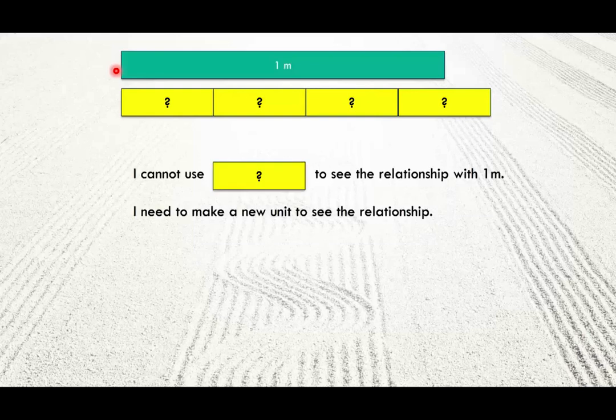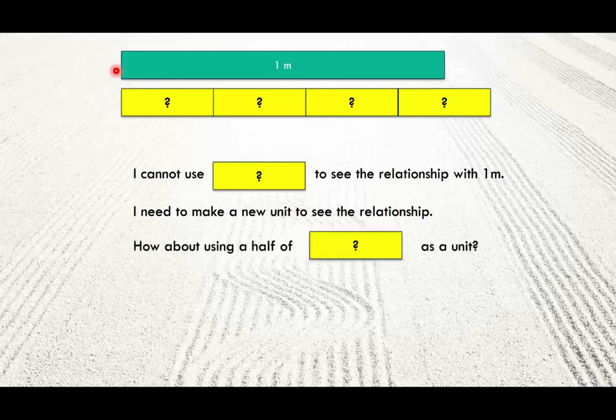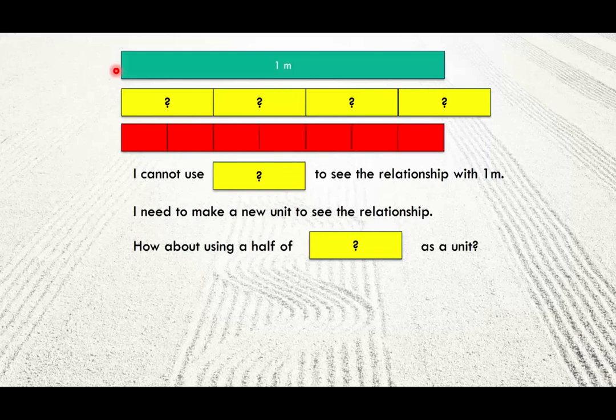I cannot use this to see the relationship with 1 meter. I need to make a new unit to see the relationship. So what is the common unit between 1 meter and the yellow tape? How about using half of this as a unit, like this. So half of this. Wow, that fits. So the red is 1/7 of a meter, because 1, 2, 3, 4, 5, 6, 7. 1/7 of 1 meter.